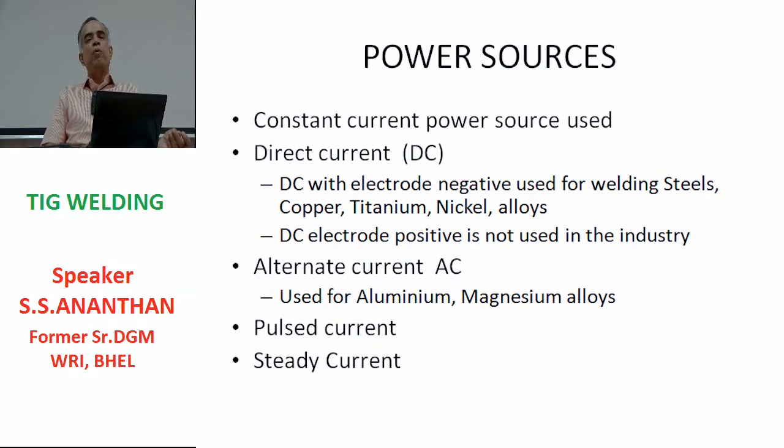Of course, the other types of power sources available are the pulse current power sources or steady state current power sources. In the case of steady state current power sources, the current is constant without any change. Whereas in a pulse current system, the current is pulsed between two levels. One is the peak current, the other one is a base current. This enables heat buildup to be reduced and controls the penetration also, especially for thin sheet welding. This of course reduces the speed of welding, but you are able to get a very good quality of welding.